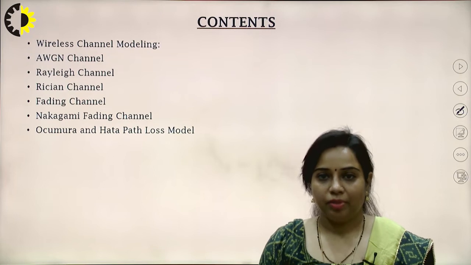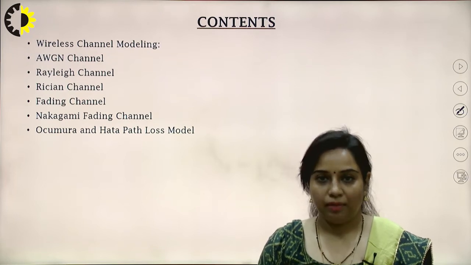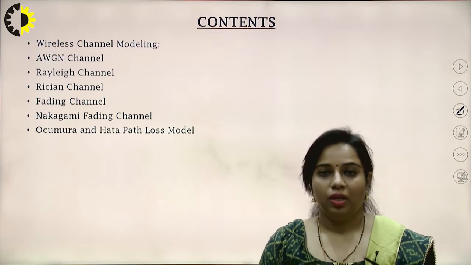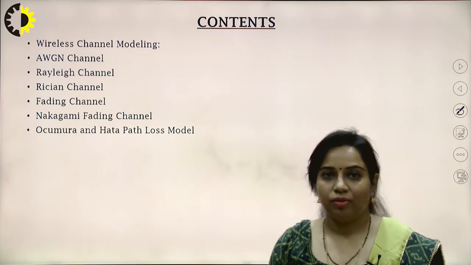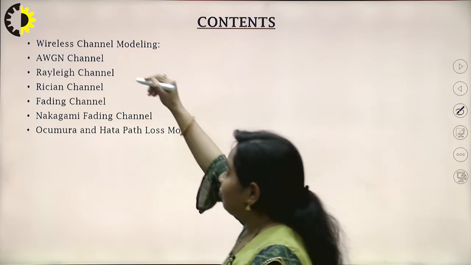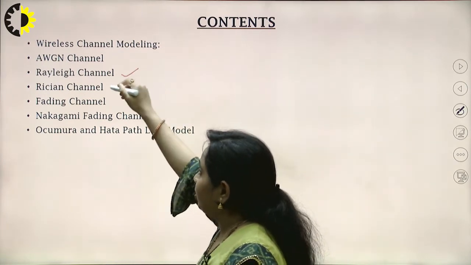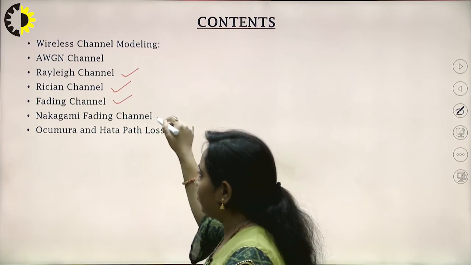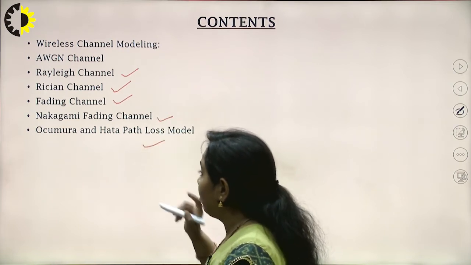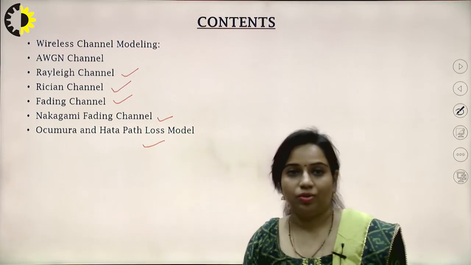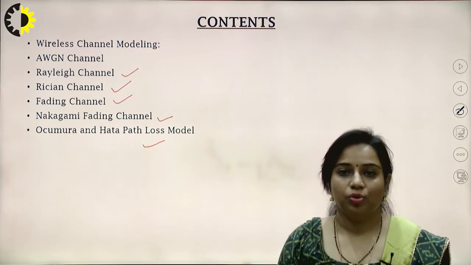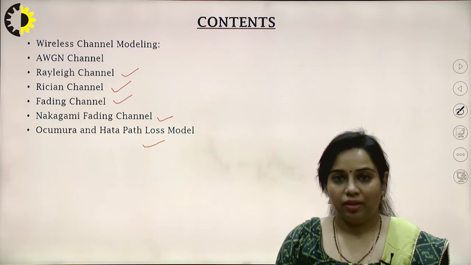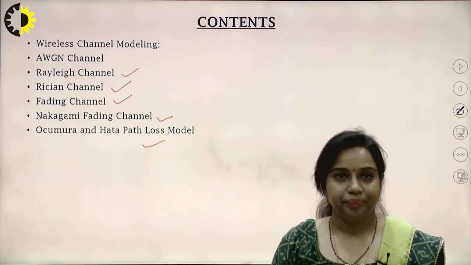So for that purpose, we have to model the channel depending on various probability density functions, and these functions are based on various distributions. Like the first one is Rayleigh distribution, Rician distribution, then there is a fading channel, Nakagami fading channel, and the Okumura and Hata model channel. These are the basic models that we are going to discuss in today's lecture, so that we can model the channel for wireless communication.